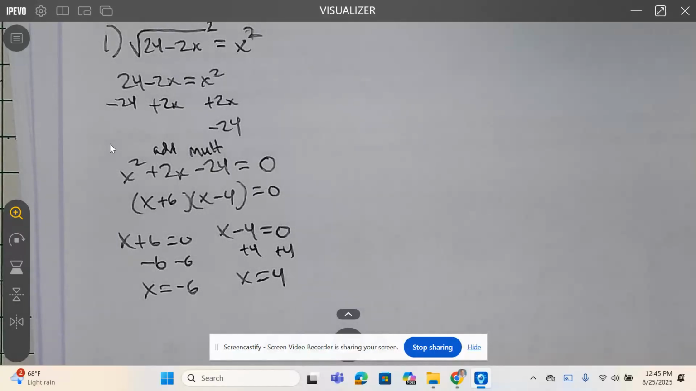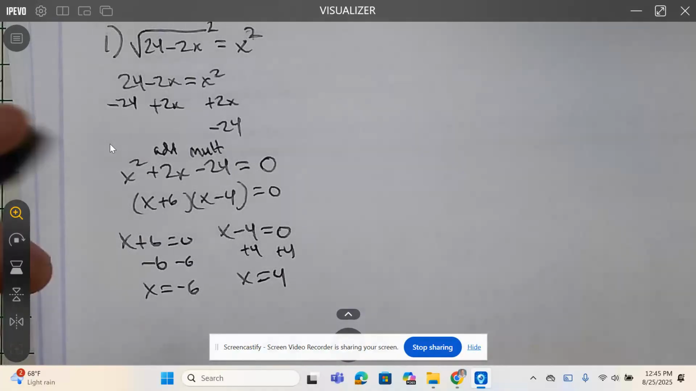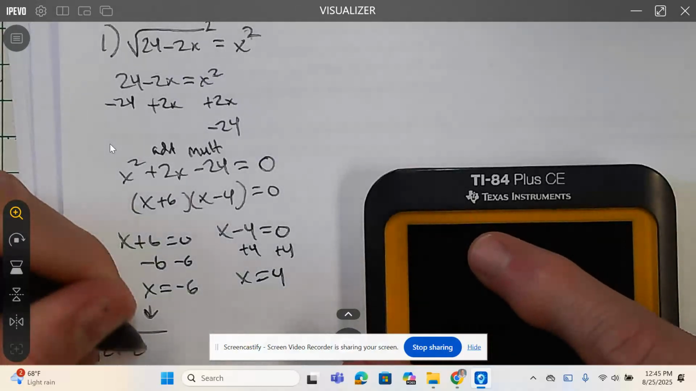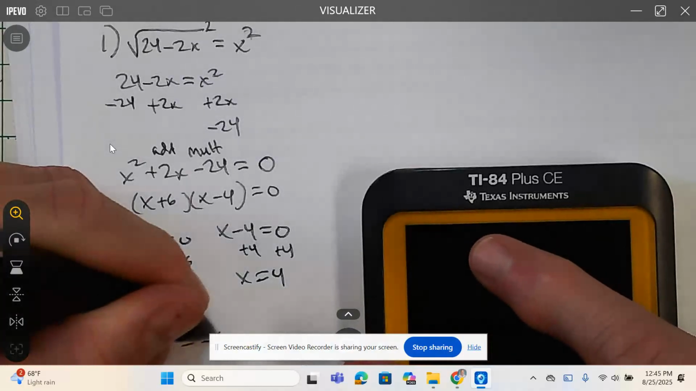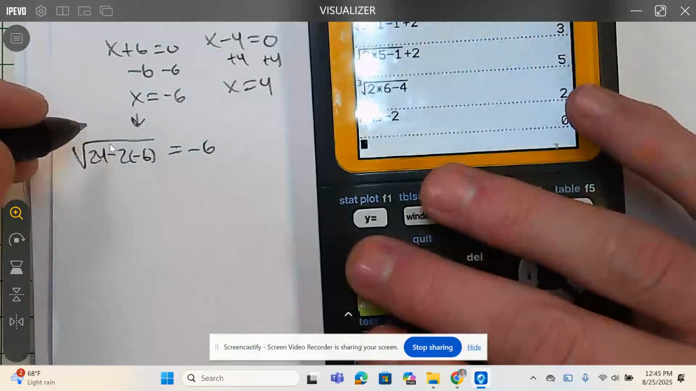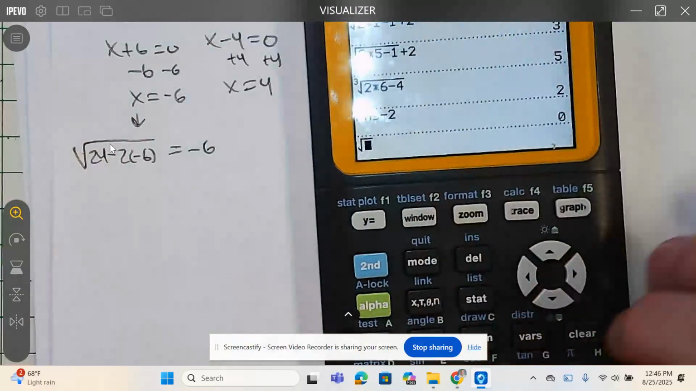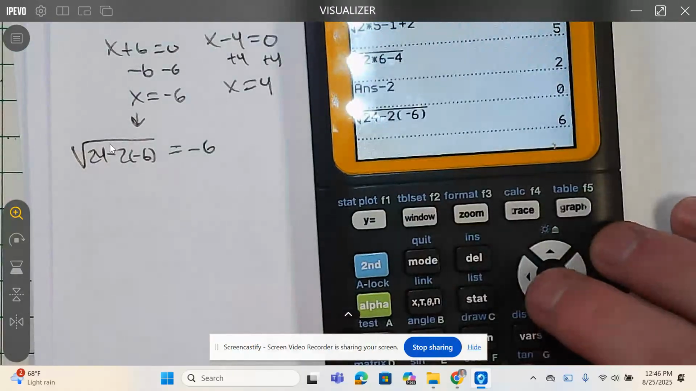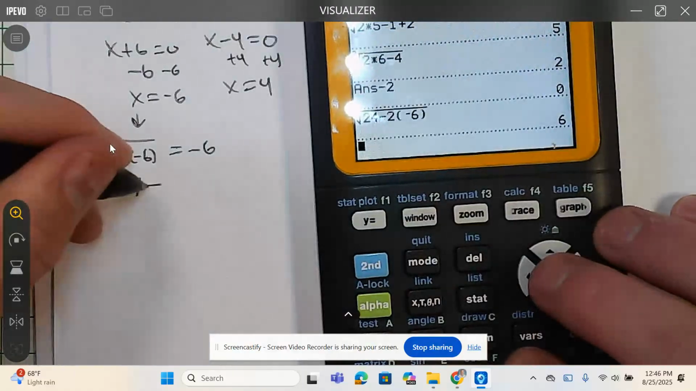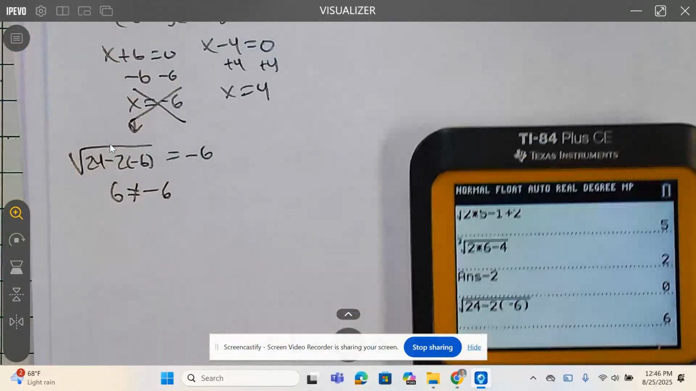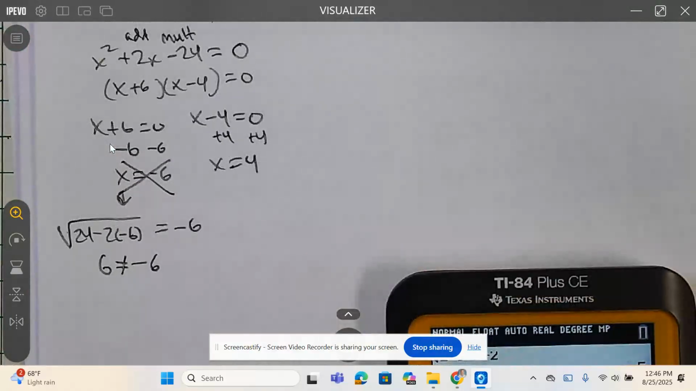Right. Now we're going to plug them back in to see which one is the right one. So let's try negative 6. So the square root of 24 minus 2 times negative 6, does that equal negative 6? Now the alarm bell should be going off here because when's the square root of something ever equal to a negative? That's 6, so it's not. You could have a negative answer for x, but it's not going to work in that case.